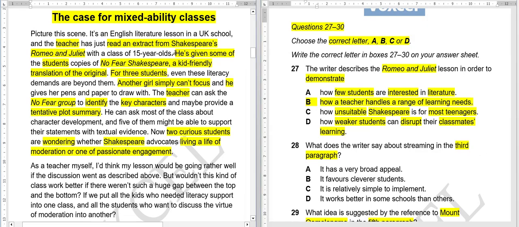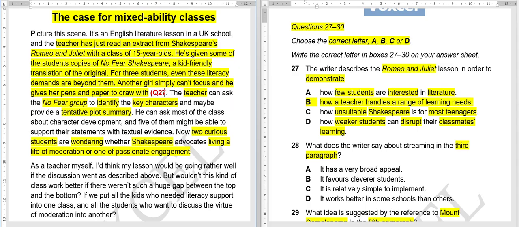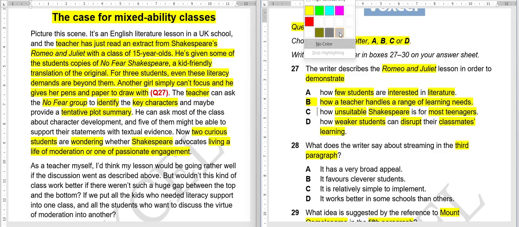Where it is written here, he has given some of the students copies of this. And for three students, if these are beyond them, another girl, he has given pen and paper to draw. So he is giving different students different things. From here to here, we can easily say he is trying to handle different students' needs simultaneously. According to their level, he is assigning them tasks, giving them different kinds of things to understand. I hope it is clear, and let's see why other options are not our answer.